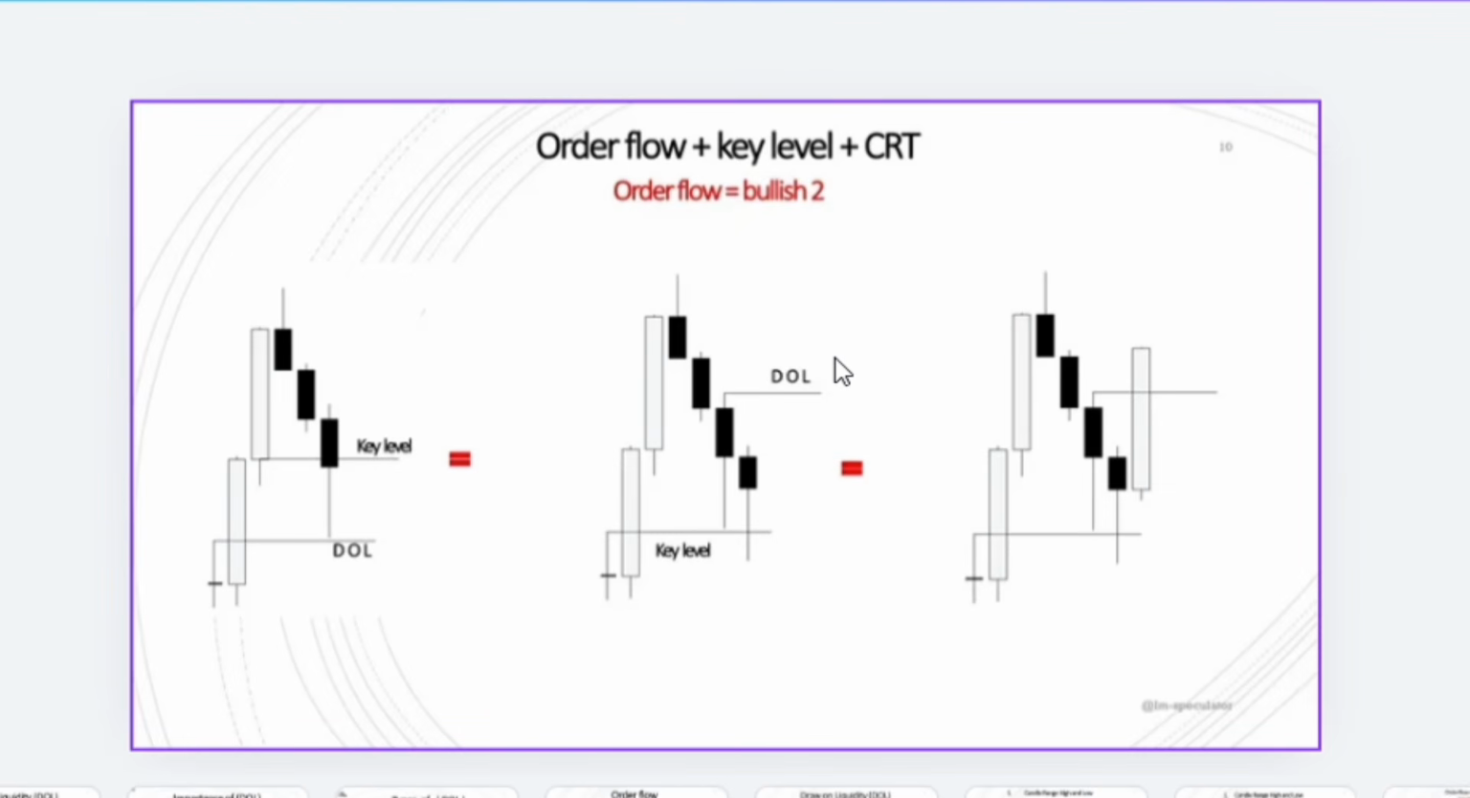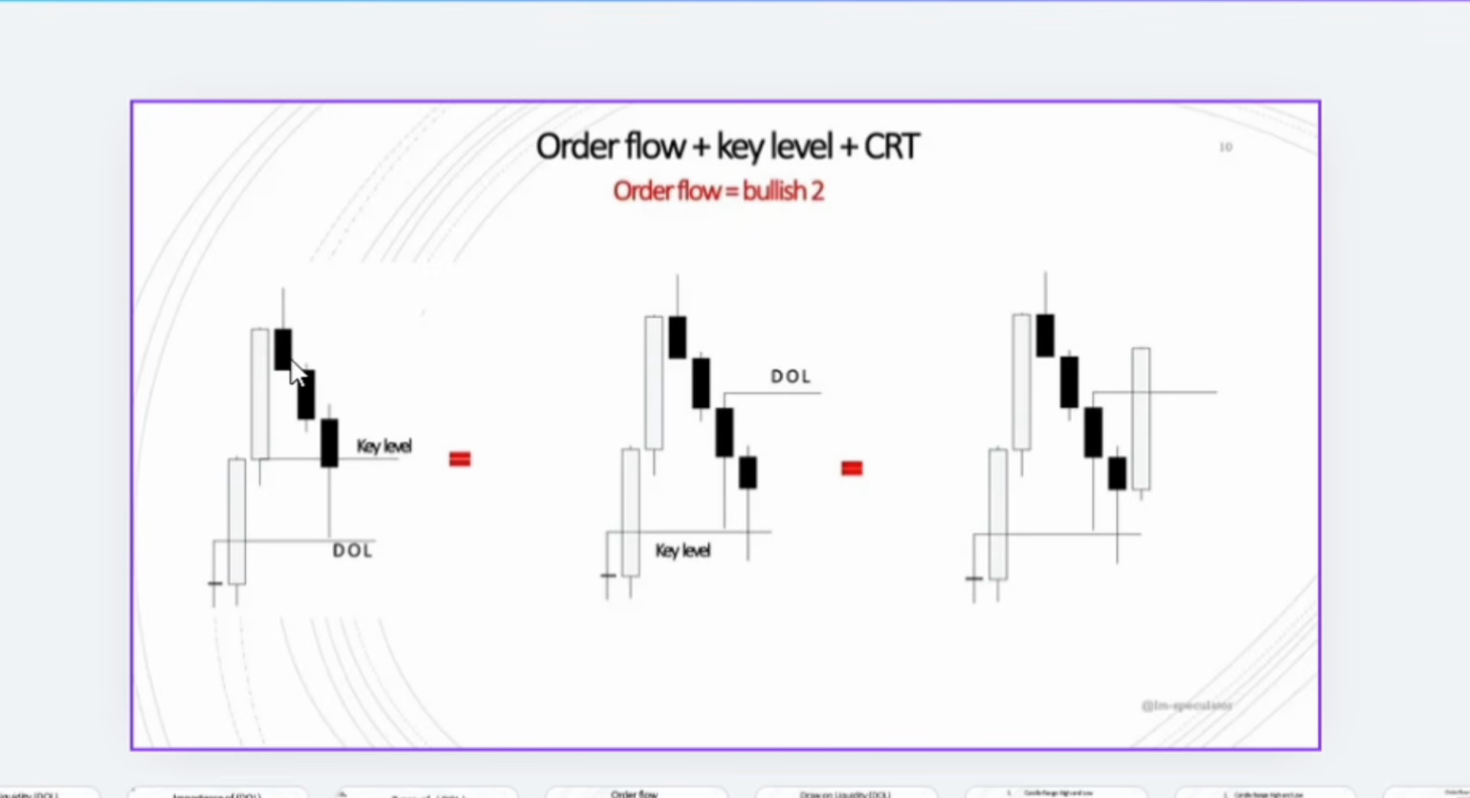Okay, let's talk about order flow and bullish movement, combining the order flow, key level, and CRT together. We'll see under that. Okay, now a new example. This is our bullish movement. All this is our bullish movement. This is our key level. How is this our key level? LVG. This LVG over here is our key level.